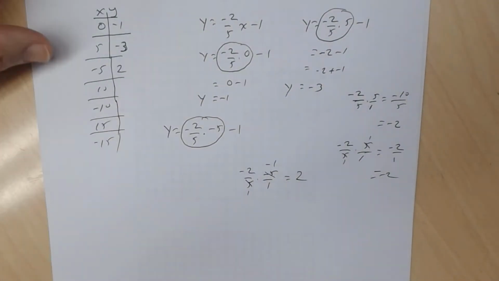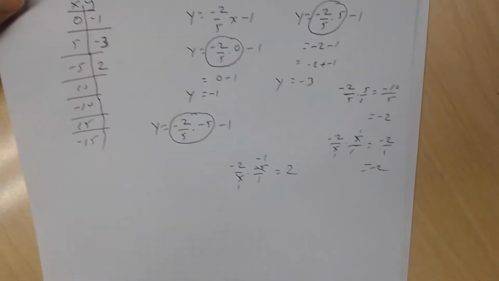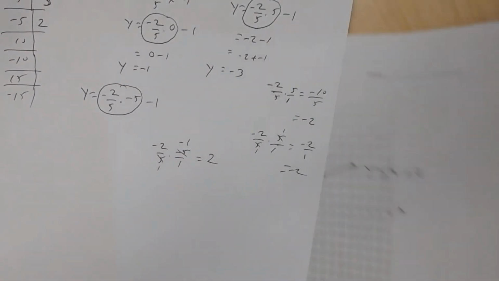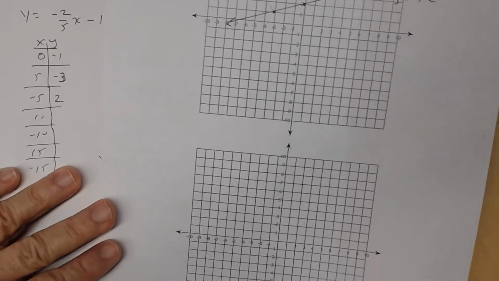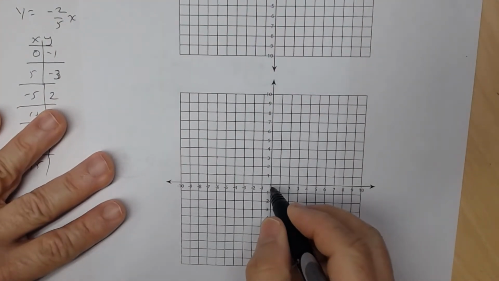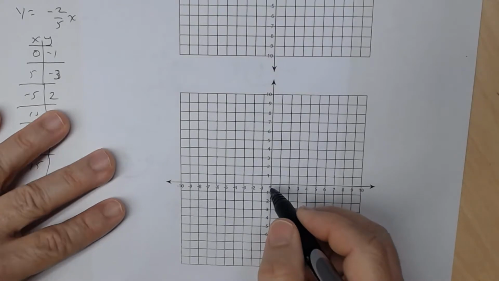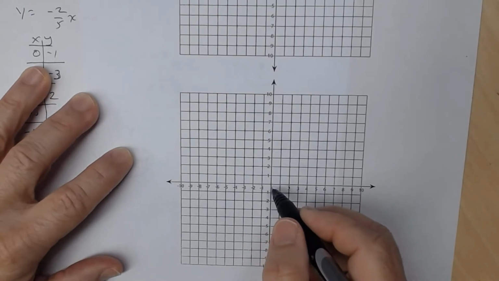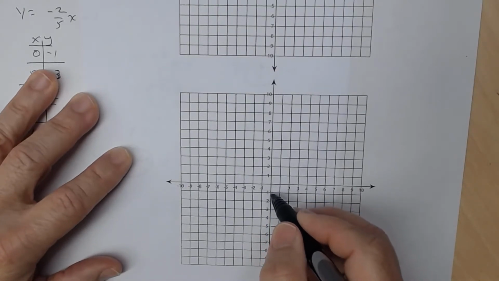All right, so let's plot those 3 points. They should be collinear, and then I draw my line. So 0, negative 1. I start at the origin. Since x is 0, I stay there. Since y is negative 1, I go down 1, right here.